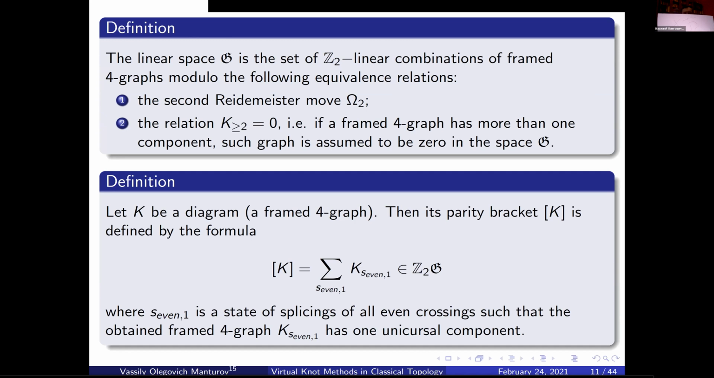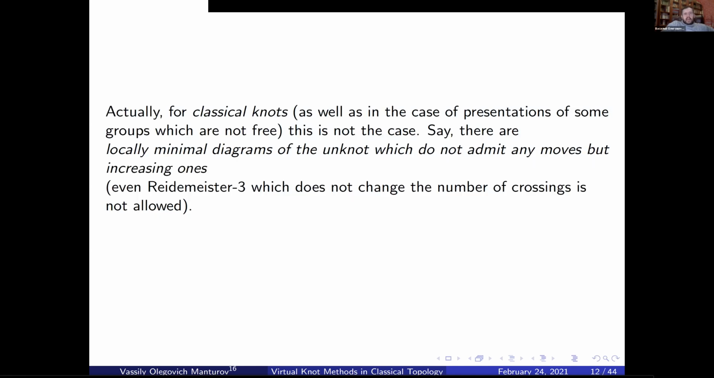So if you can see it, then I can say, okay, for odd crossings, I do nothing. This means that if I have odd crossings, then they remain crossings. This is like the case of free groups when we cancel some letters and we do not do anything to other letters. And actually, if I do something for classical knots, then this is generally not the case.